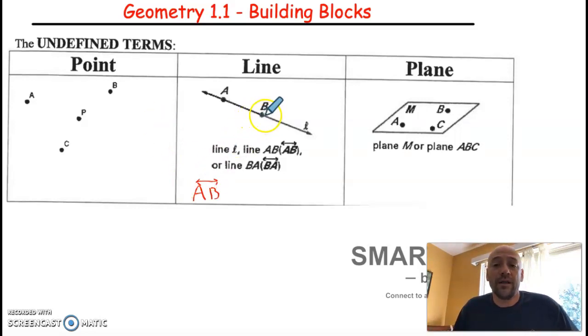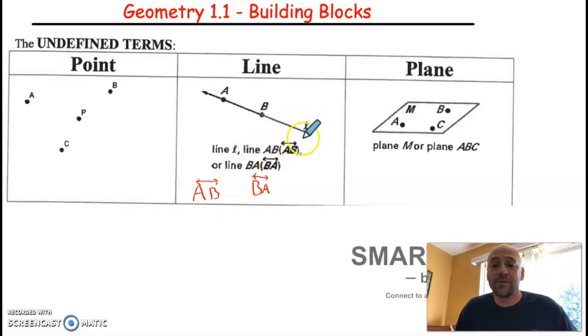Now, lines go on forever. We have our 2 points that are forming the line, but it goes on forever this direction, it goes on forever in that direction. And that's part of the definition of a line. It goes on forever through infinity in both directions. So if we name a line BA, looking at this picture, is that a different line? It's not. So we have a couple of ways we can name a line, because it doesn't really matter, it goes on forever in both directions.